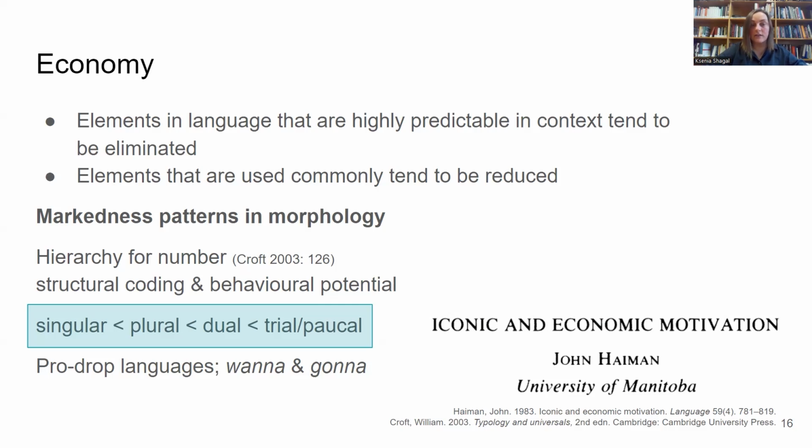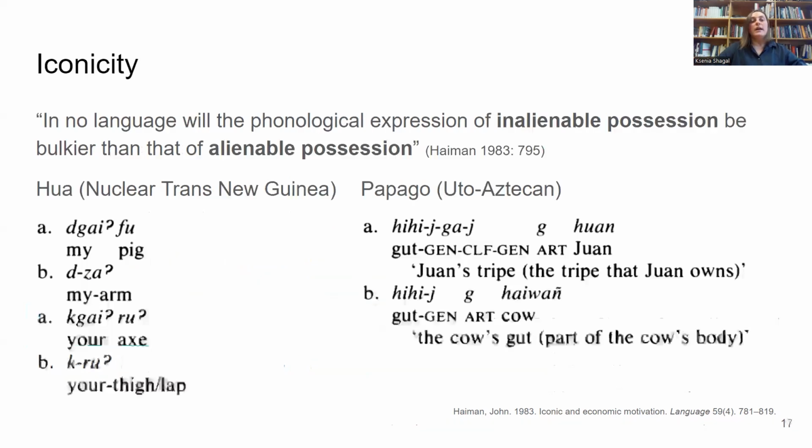Also, the second subclaim, that elements that are used commonly tend to be reduced, accounts for the development of elements in English like wanna and gonna. So want to or going to, they are so common, they are used so often that they economically become smaller, they become shorter. This is what happens with elements that are very common or very frequent. So that's what the economy principle suggests.